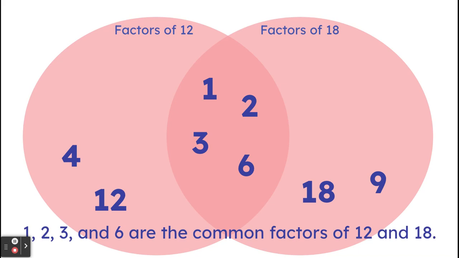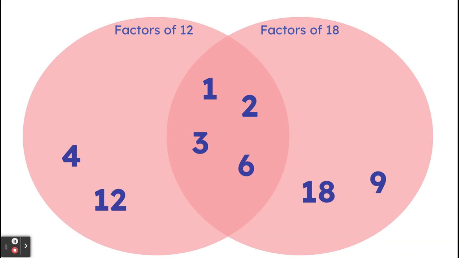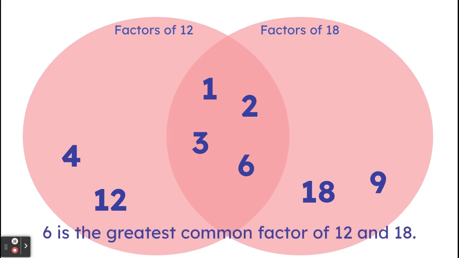Now let's look at how we can use the same strategy to find the greatest common factor. And it's pretty straightforward. All we have to do is look at those numbers in the middle of the Venn diagram, the common factors, 1, 2, 3, and 6, and decide which one is the largest of those common factors. Now, when I'm looking at these common factors, 6 is the biggest one of those numbers. So I'm going to say that 6 is the greatest common factor of 12 and 18.